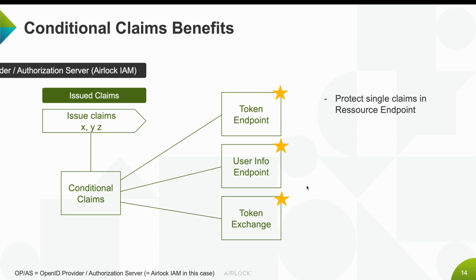For example, this allows you also to protect single claims in a resource endpoint. So far, you could only protect the whole endpoint and not single claims in the resource endpoint. You can make single claims dependent on the presence of scopes in the resource endpoint. And you can also configure complex claim conditions using and, or, not conditions.